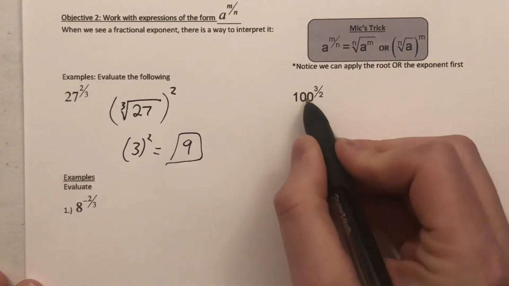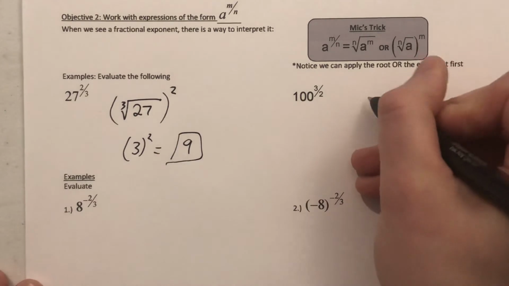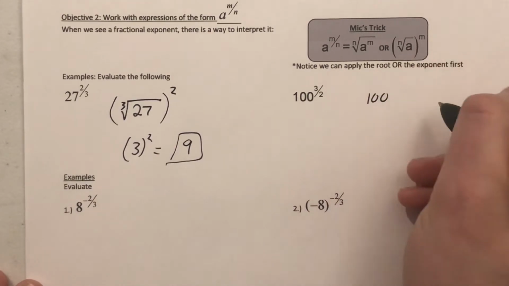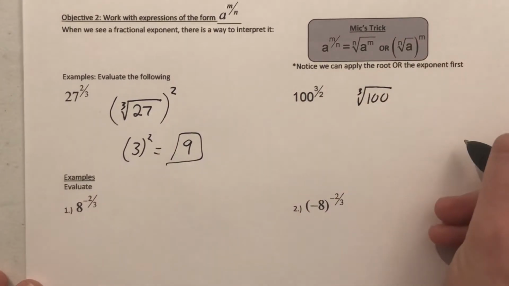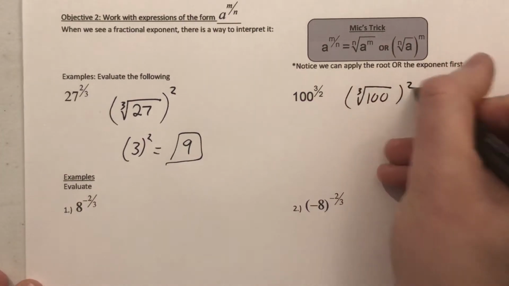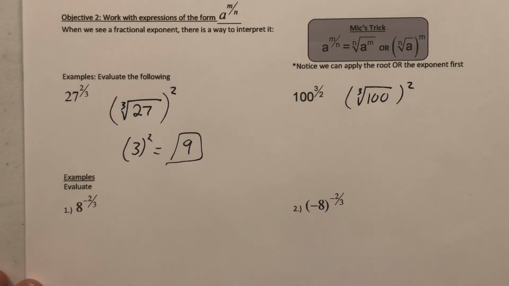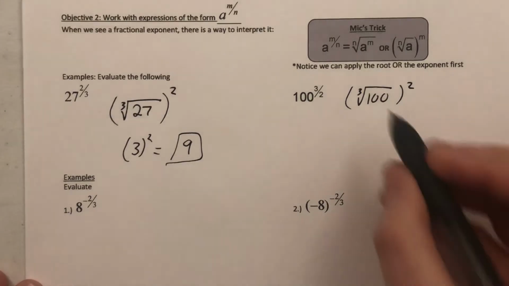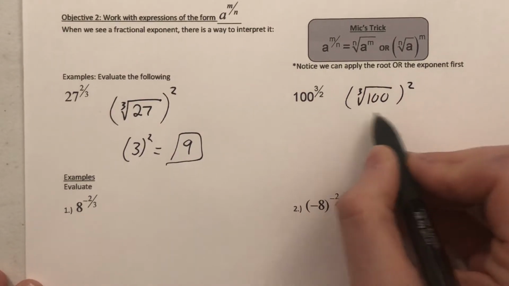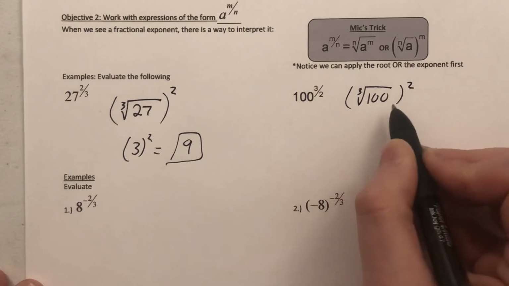Same over here, 100 to the 3/2 power. I'll think of it as 100. Now, if I want to think of it as the cube root first and then squared, notice that's not going to work, right? The cube root of 100, something cubed to give me 100.